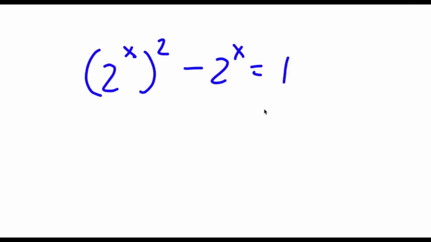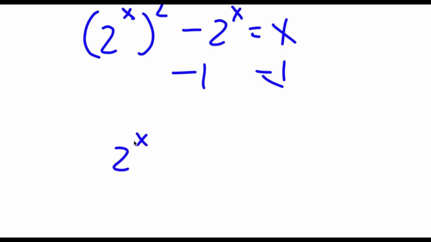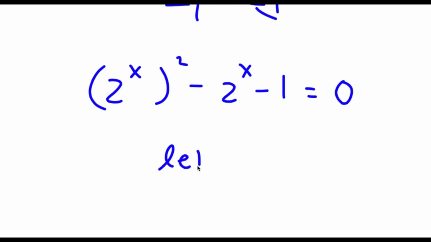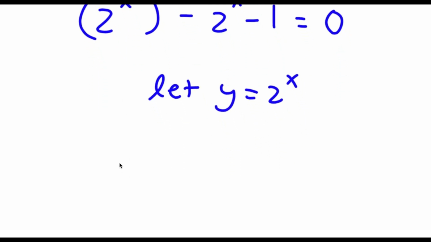So now I'm going to subtract both sides by 1. These two cancel out. Now I'm left with 2 to the power of x to the power of 2 minus 2 to the power of x minus 1 is equal to 0. Now I'm going to let y equal 2 to the power of x. So now I have y squared minus y minus 1 is equal to 0.